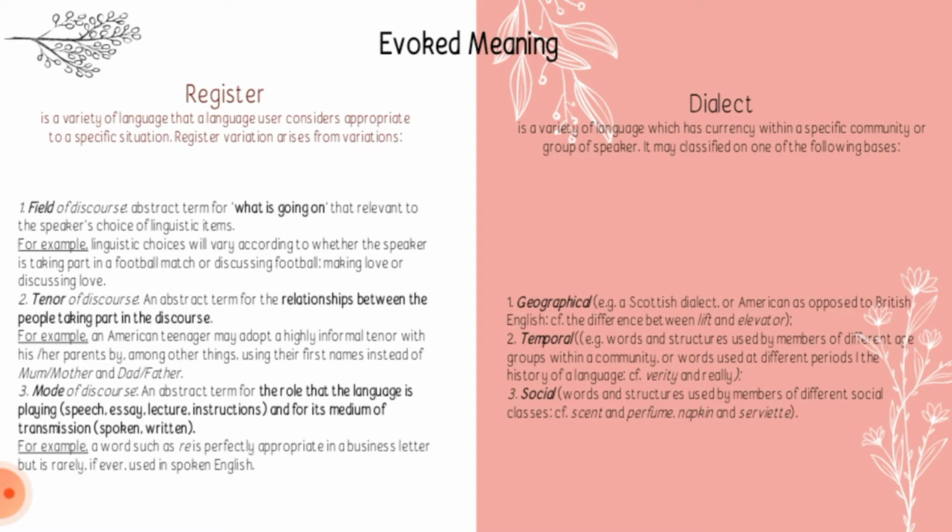And the third is mode of discourse. This is an abstract term for the role that the language is playing, such as speech, essay, lecture, instructions, and for its medium of transmission, such as spoken and written. For example, a word such as "re" is perfectly appropriate in a business letter, but it is rarely, if ever, used in spoken English.